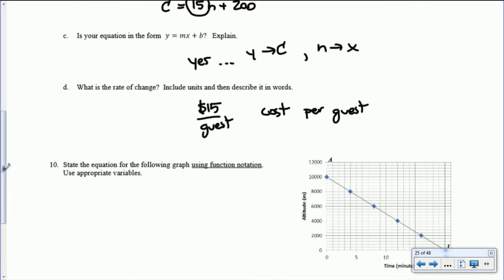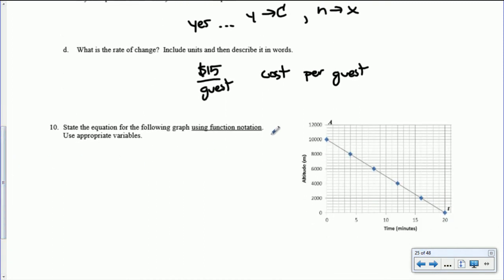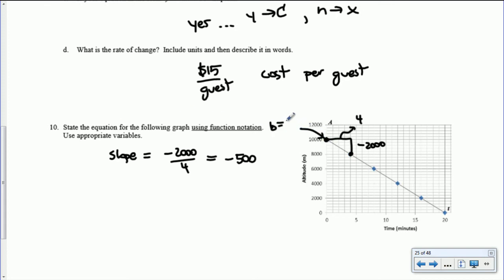Okay, next, state the equation for the following graph using function notation and use appropriate variables. So you can pick any 2 points and figure out what the rise and the run is. So the run here going from here to here is 4, and the rise, it's a drop from 10,000 to 8,000, so that's minus 2,000, sorry. Slope is equal to rise over run, negative 2,000 divided by 4, which is negative 500. Okay, so we got the slope, we need the y-intercept. The y-intercept is 10,000, so b is equal to 10,000.